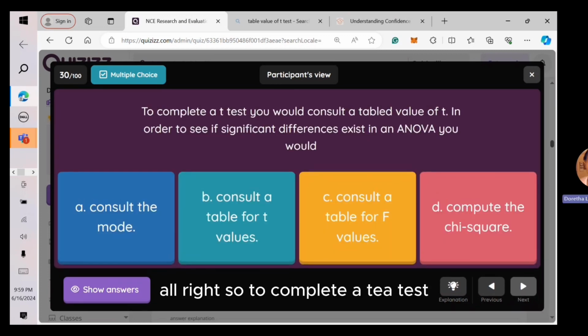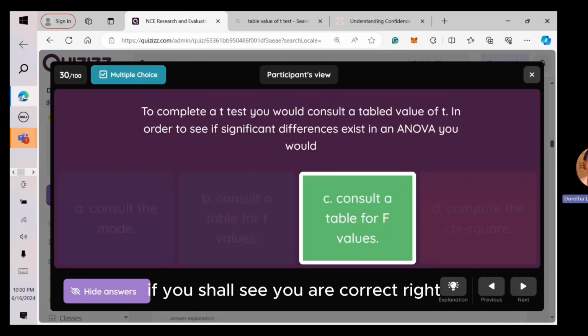To complete a t-test, you would consult a table value of t. In order to see if significant differences exist in an ANOVA, you would: A, consult the mode; B, consult a table for t values; C, consult a table for f values; or D, compute the chi-square. If you chose C, you are correct.